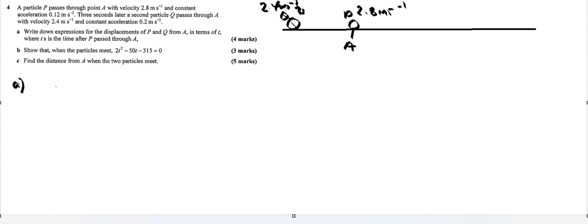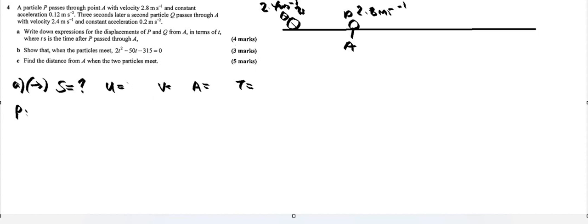So we need displacement. So we've got a diagram. Okay, we're going to resolve in this direction because that's the direction both particles are moving in. So now we know that S, U, V, A, T. Okay, so let's say for P, do P first. For P, we want to know the displacement.